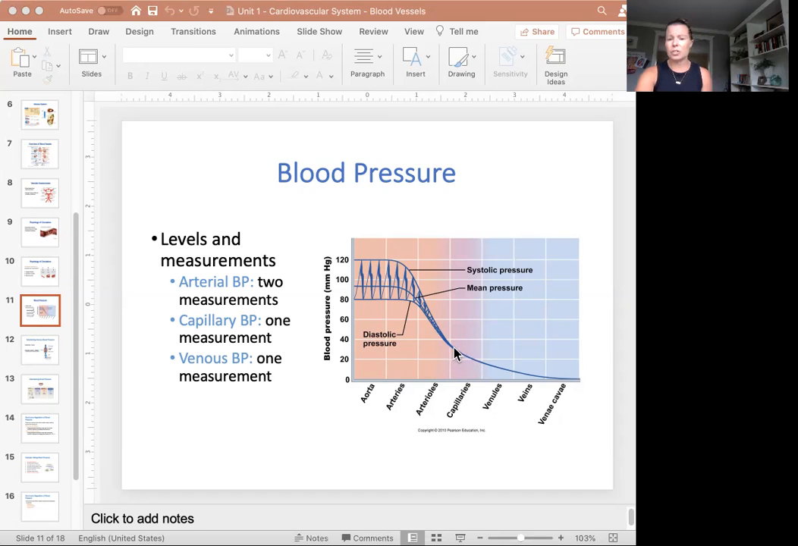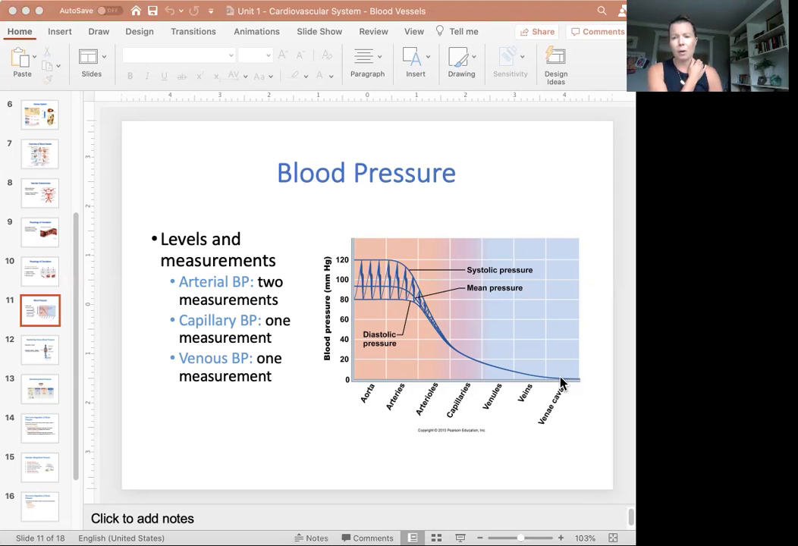And then blood pressure just continues to drop as it moves through the capillaries and then into the venous system. So once blood finally enters the veins, it's less than 20 millimeters of mercury, and it really just continues to drop. And by the time blood reaches the vena cava, blood pressure is nearly zero. So there's not a lot of force behind blood pushing it through the veins and getting it back to the heart.